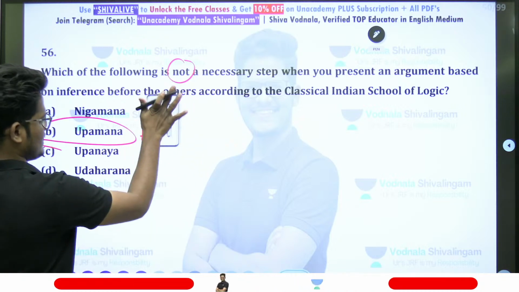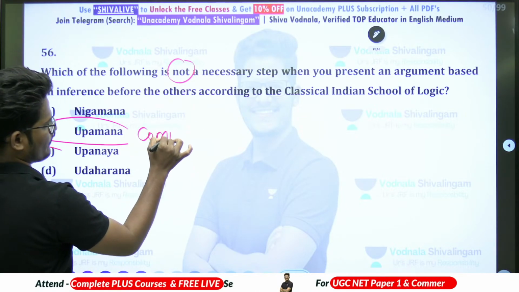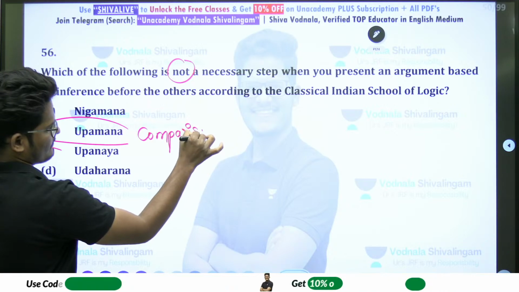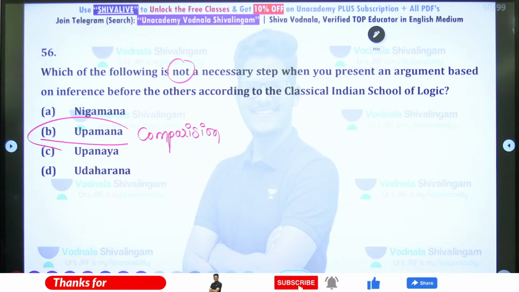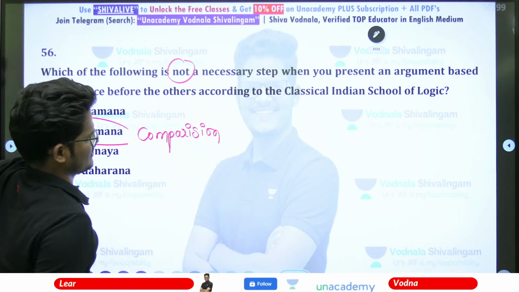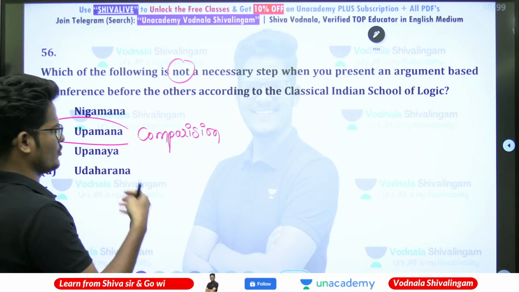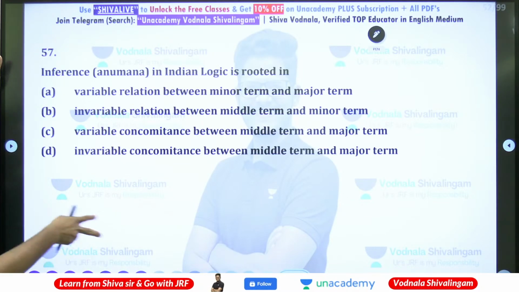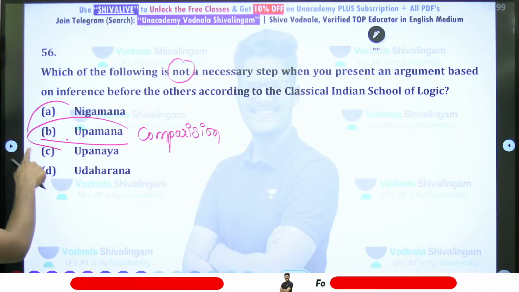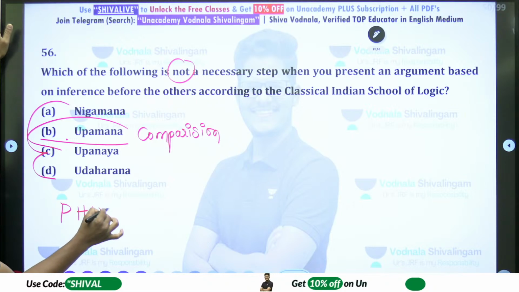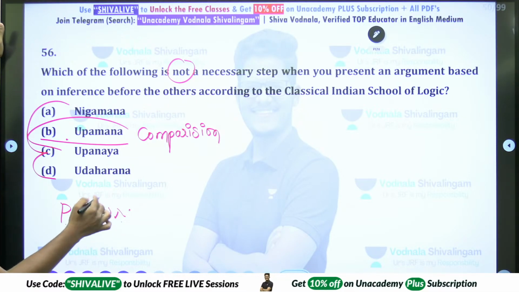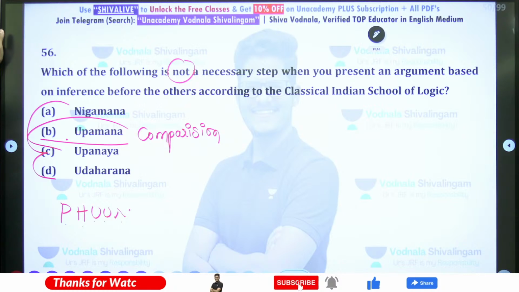That means Upamana, a comparison, is not always required. Upamana is a comparison, right? The comparison is not always required when you want to argue. Comparison is only required whenever it is useful for making others understand, but it is not a necessary step to follow. Upamana is a pramana, whereas the remaining are the steps of Indian logic, that is Pratijna, Hetu, Udaharana, Upanaya, Nigamana. Upamana is a separate pramana, which is an independent source of knowledge.